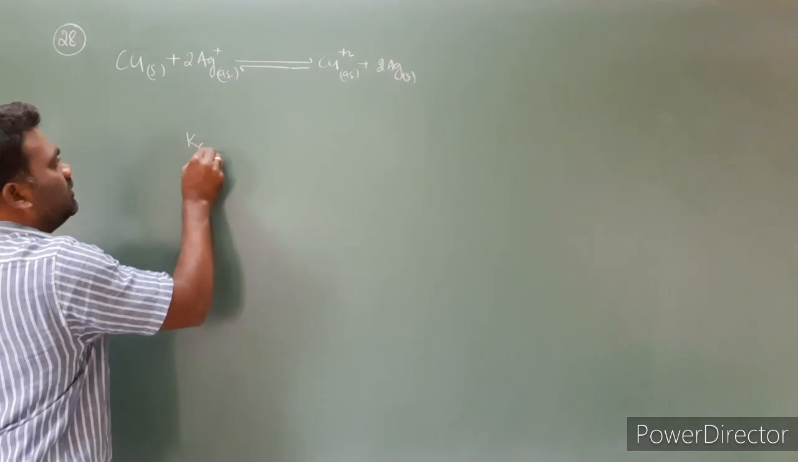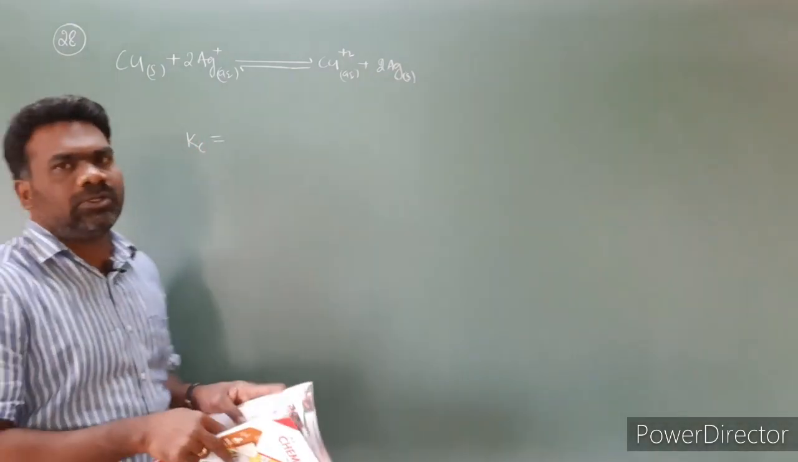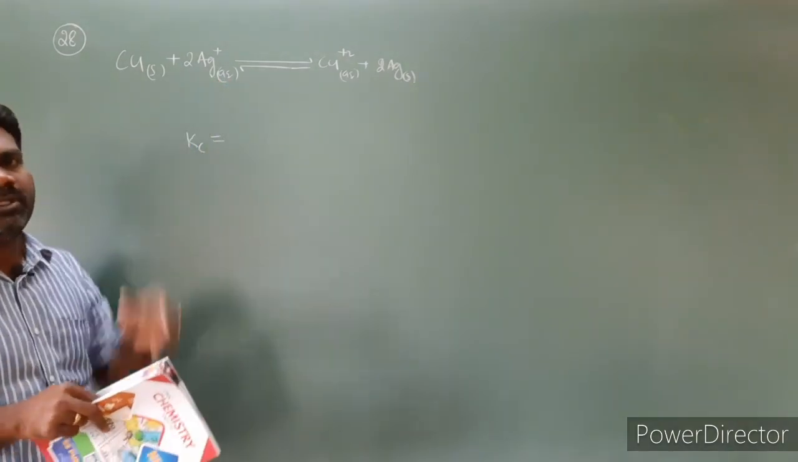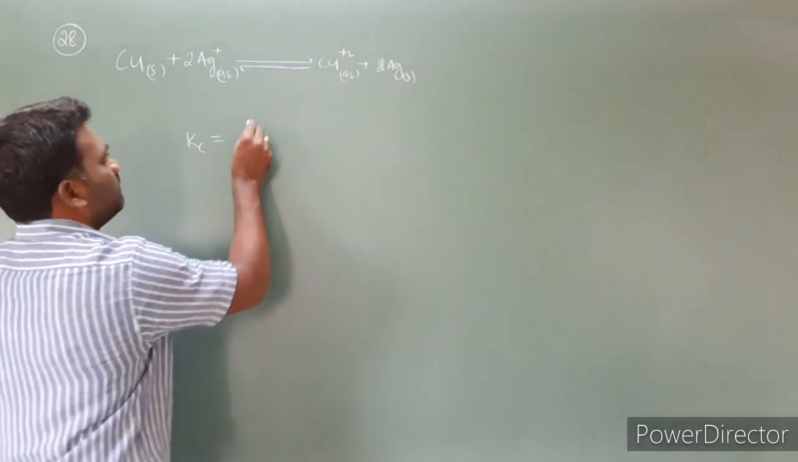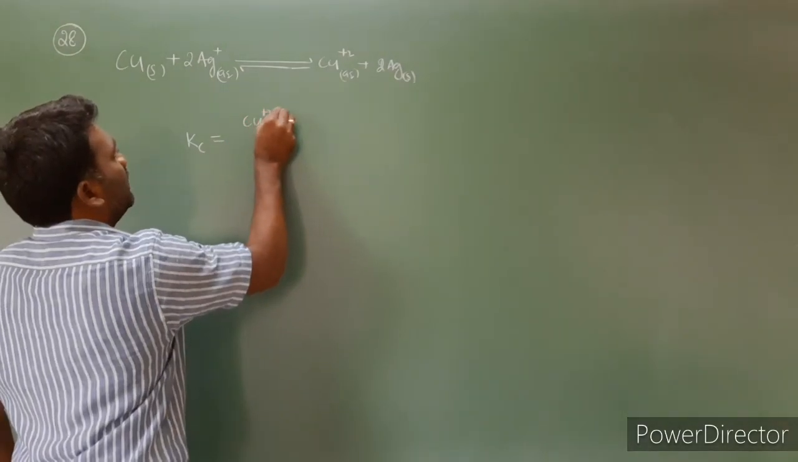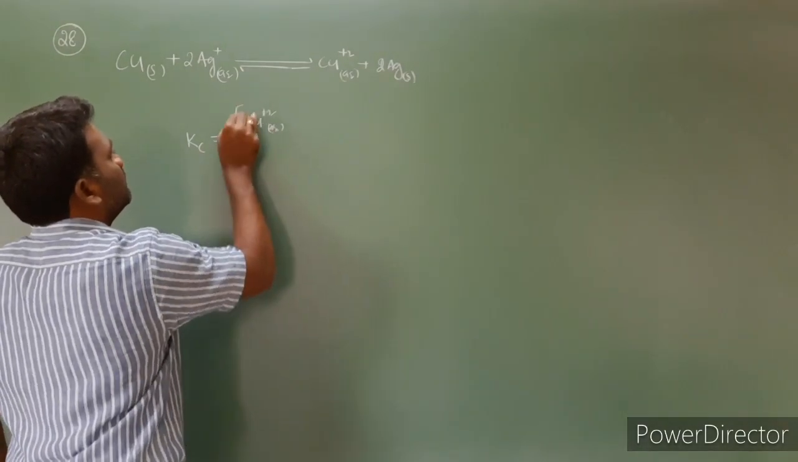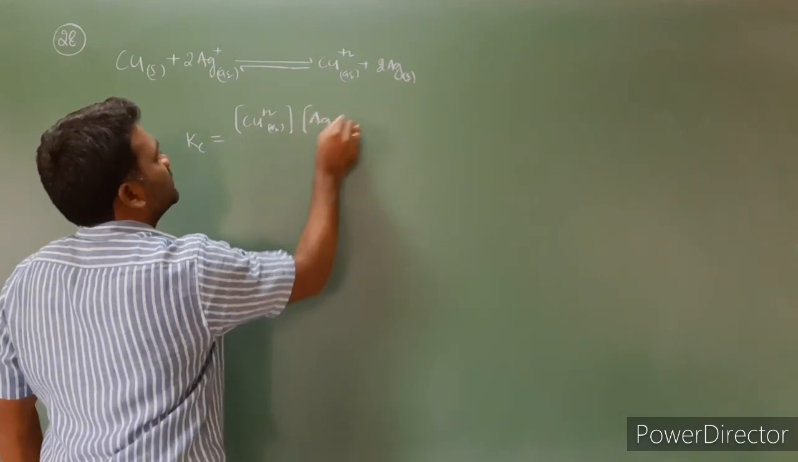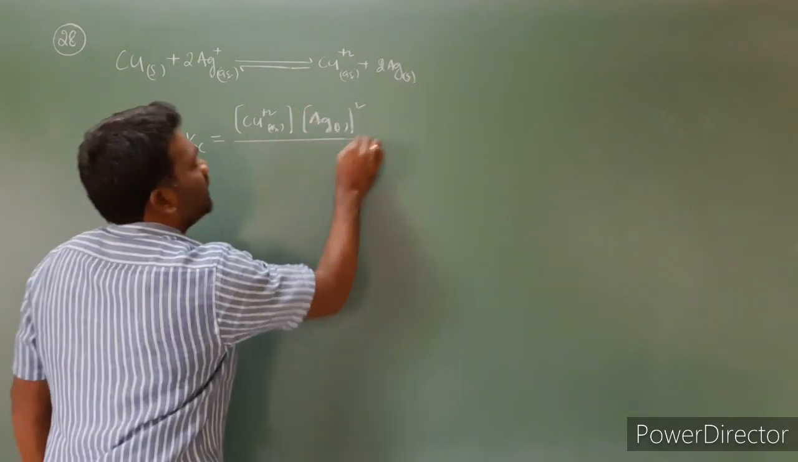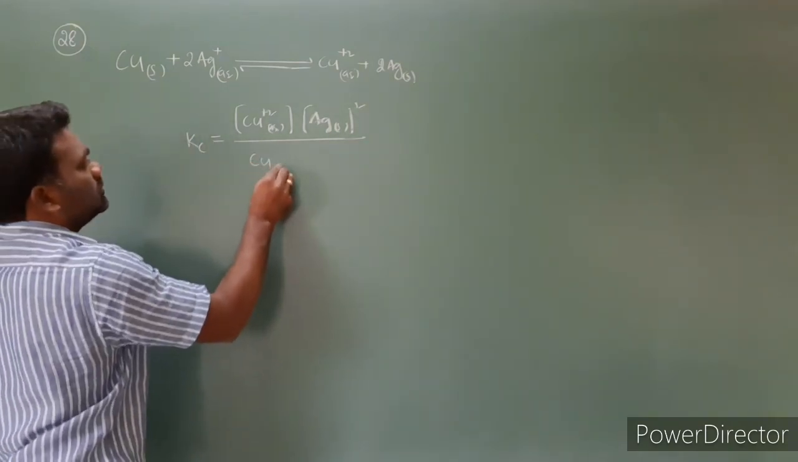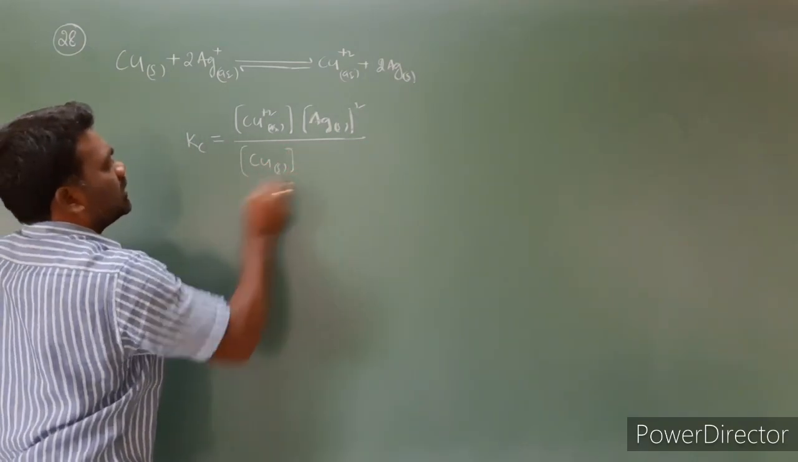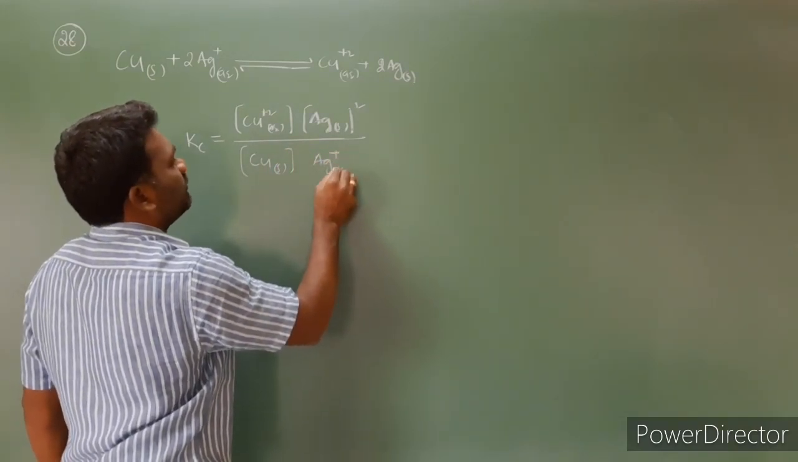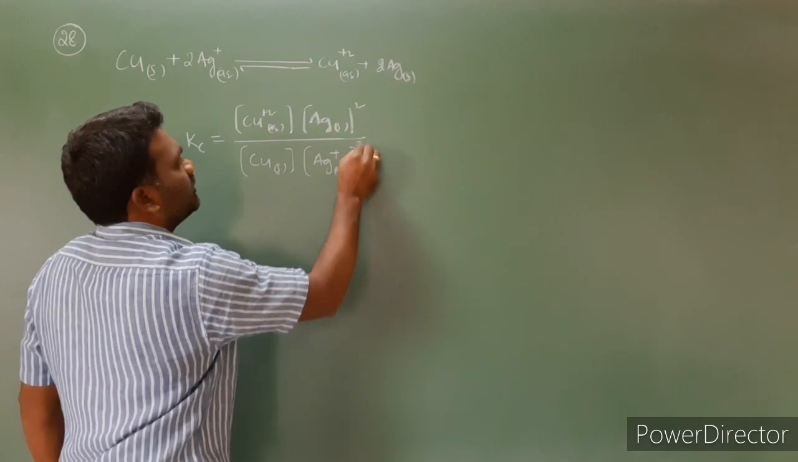So the equilibrium constant Kc is equal to the product of concentrations of products by the product of concentrations of reactants. First we have to write the products: Cu²⁺ ion concentration and Ag solid concentration power 2, by Cu solid concentration and Ag⁺ ion aqueous concentration power 2.